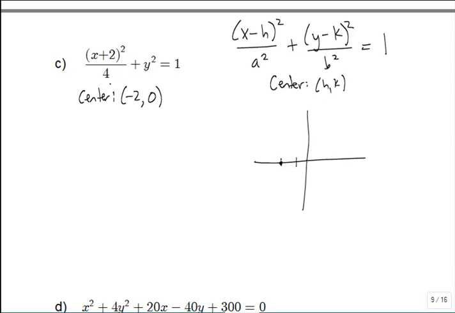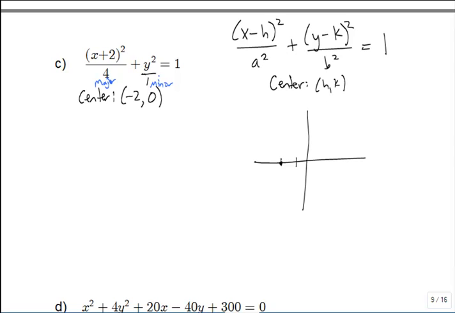Okay, now how does that affect the rest of what's going on? Well, we need to look at our a's and our b's again. So what's the number that's under this y squared? There isn't one, but it's implied to be a 1. So the bigger square here is the 4. So that's going to be our major axis, and the 1 is the smaller square, so that's going to be our minor axis.